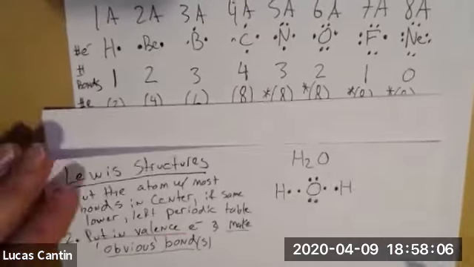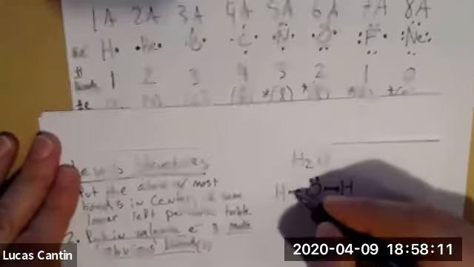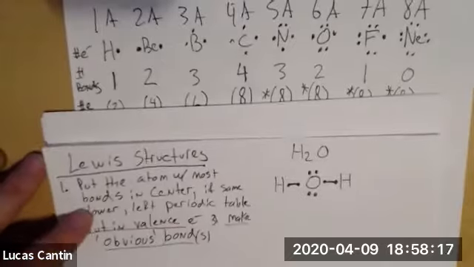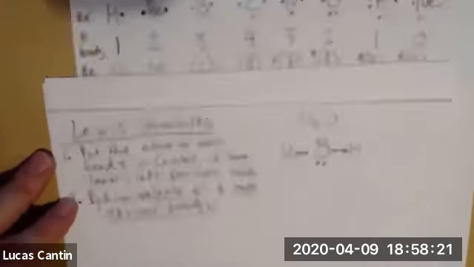Otherwise, I have 3 separate atoms. So why is it obvious? Because if I don't make a bond here and here, I have 3 atoms floating around. Does that make sense? So that's why I call it obvious, that you have to have a single unit at the end of the day.